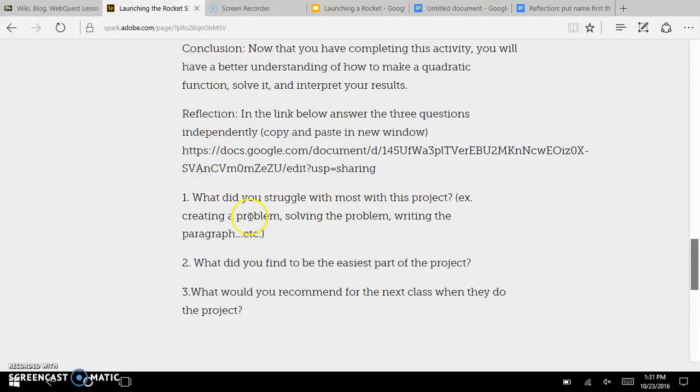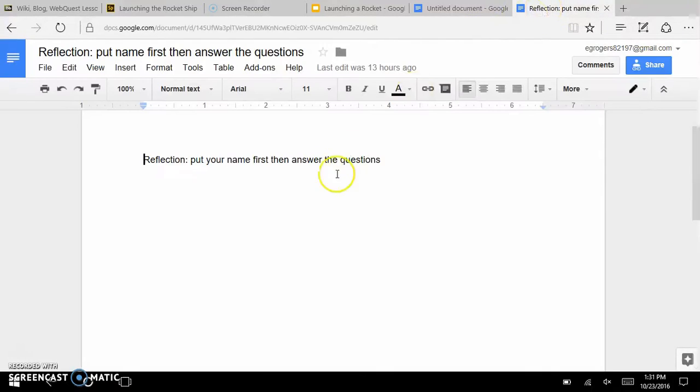to answer the questions of what did you struggle with most with this project? For example, creating a problem, solving the problem, writing the paragraph. What did you find to be the easiest part? Maybe they didn't struggle with creating it or solving it or explaining why their answer is correct. And what advice would they give for the next class when they complete the project? And when they copy and paste this will pop up, and then they just write their own names since this is independent, and then their answer for these questions.